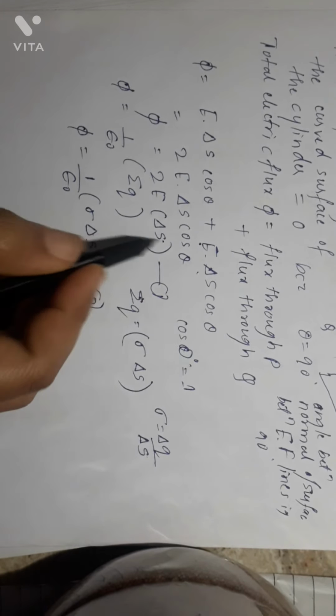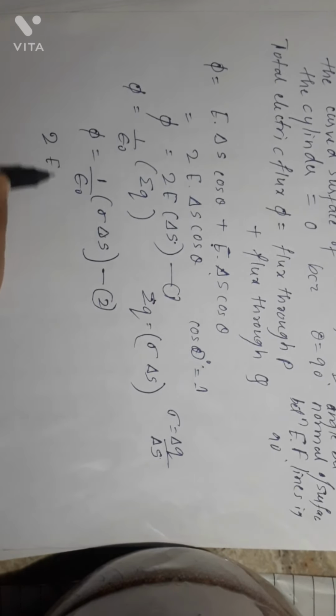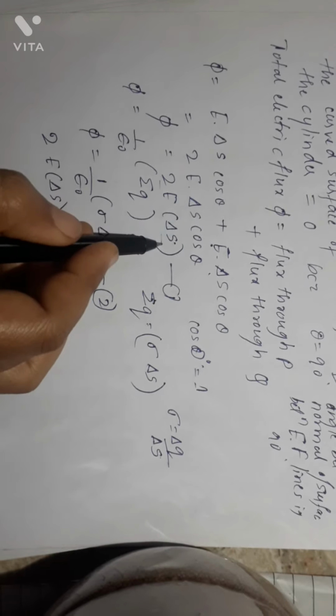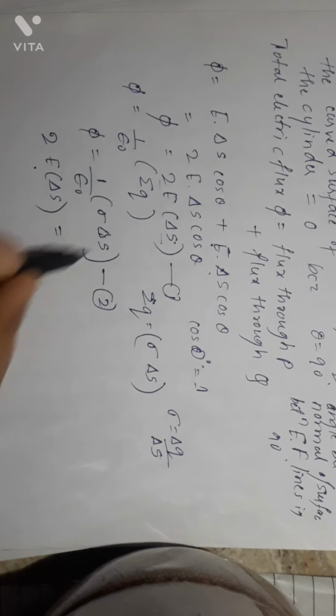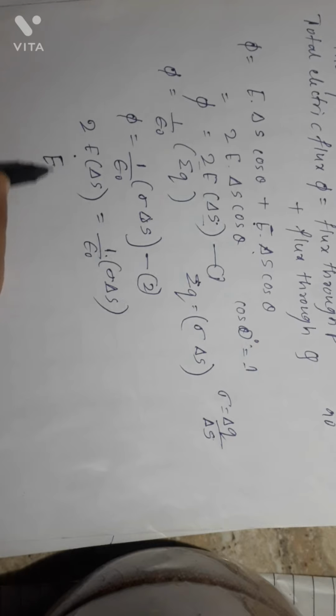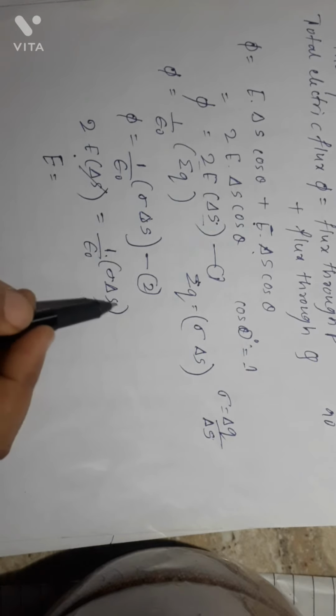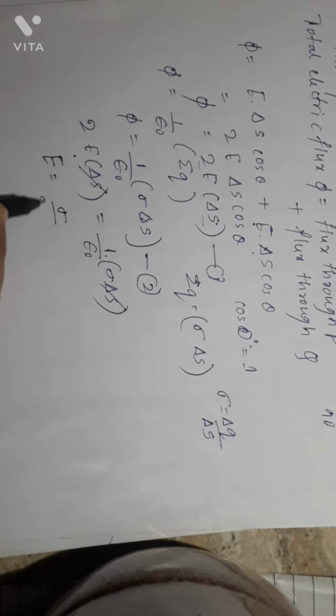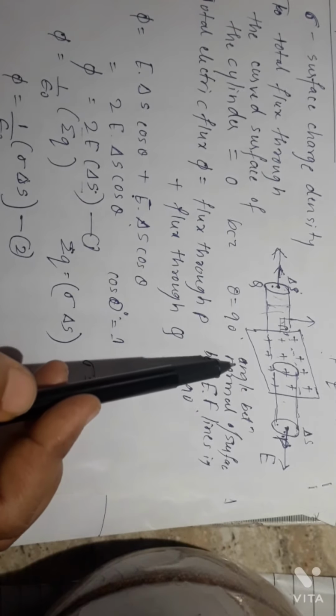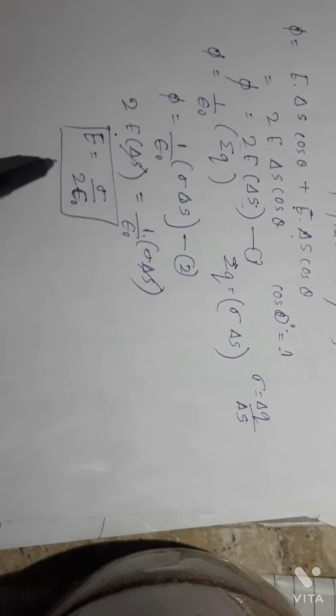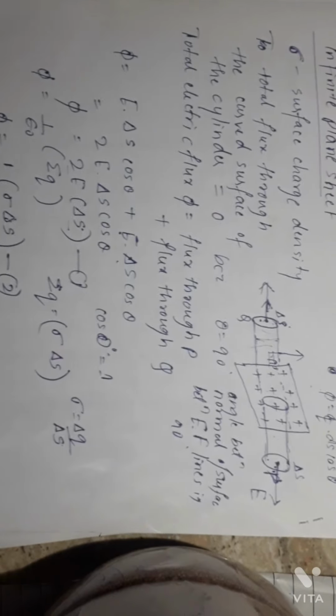Now equating these two equations, we get 2 into E into delta S, which I have written here, equal to 1 by epsilon naught sigma into delta S. So we have to find E here. Delta S cancels, and E is equal to sigma upon 2 epsilon naught. This is the electric field due to this plane sheet. You have to note this down.